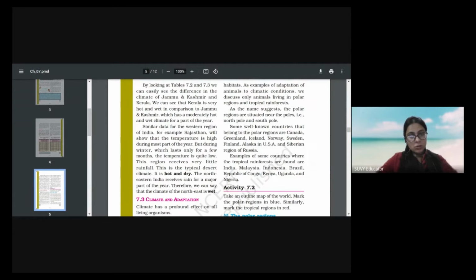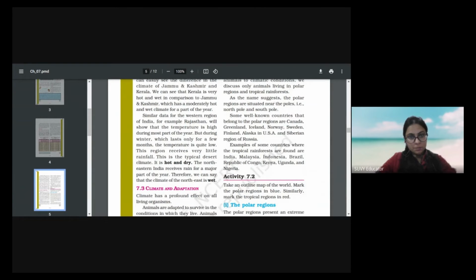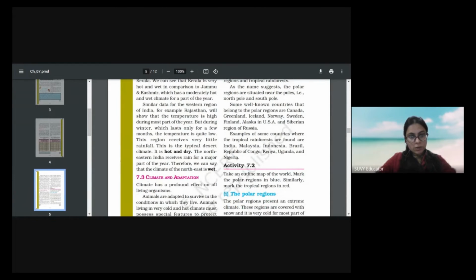Yeah, so all the desert regions will be hot, like Rajasthan and Gujarat and the Kutch region of Gujarat. These are quite desert. And yeah, the Himalayan region. This is the typical desert climate. It is hot and dry. If we move to the Rajasthan desert, it's hot and dry.